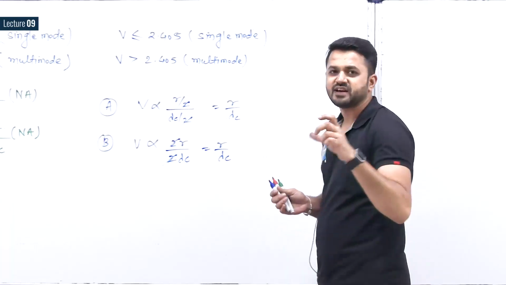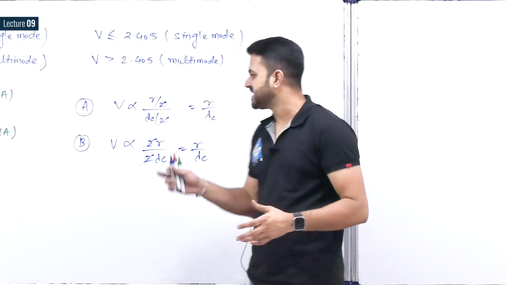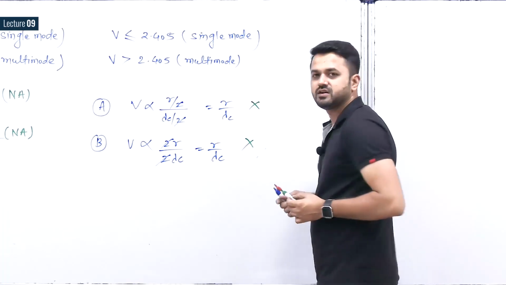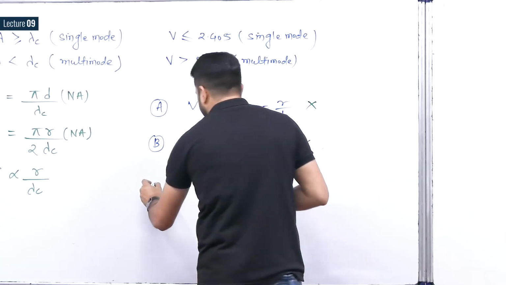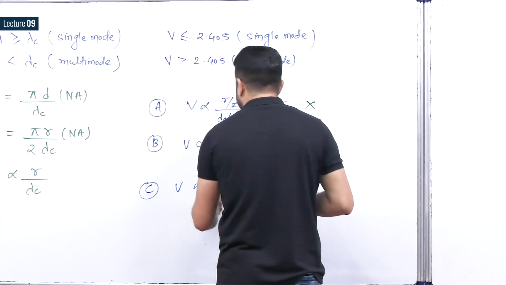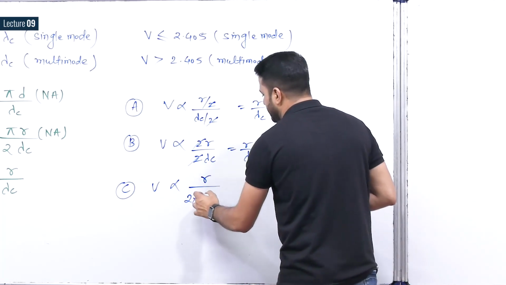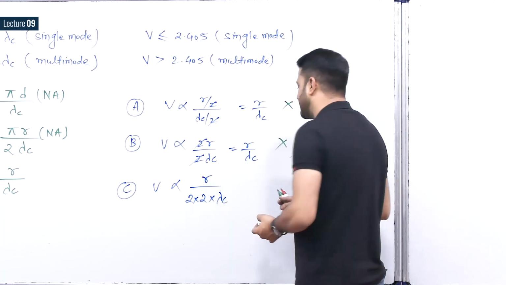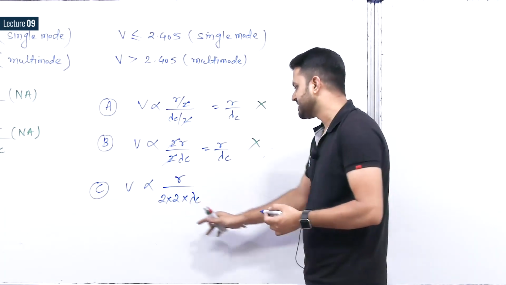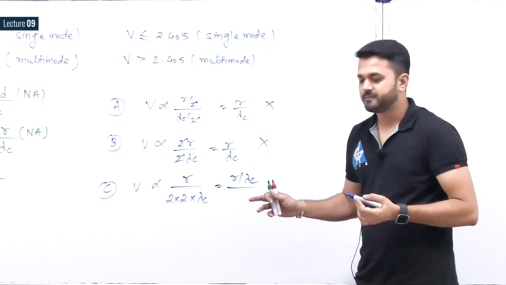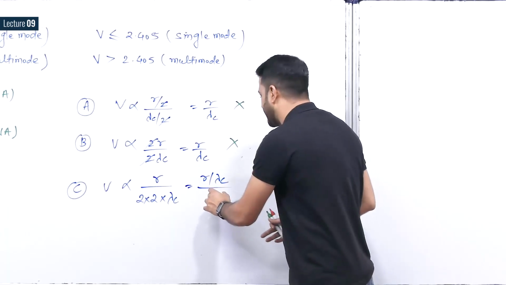So this factor r upon lambda c is constant in the two options. So this cannot be the correct one. Now if I see option C, we are saying that if the radius is half and the wavelength is double, then we are dividing this ratio by a factor of 4.